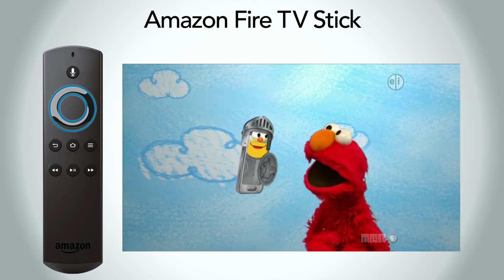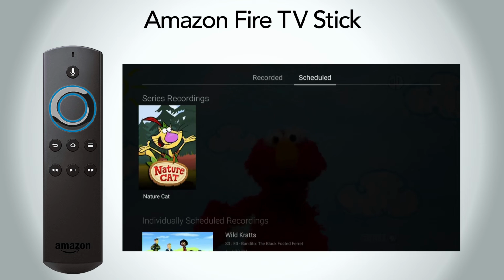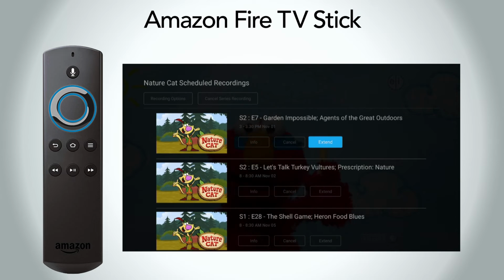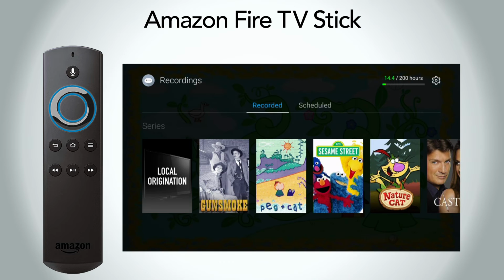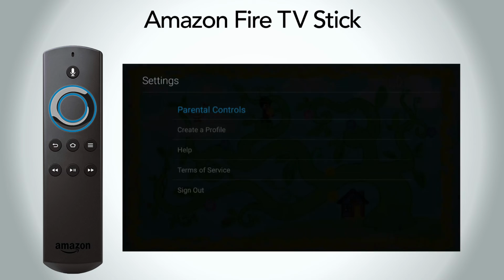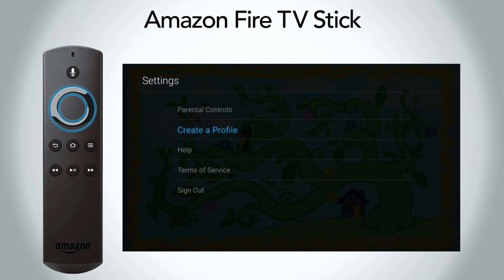To manage scheduled recordings, select a program and select the desired options. In the DVR menu, you may also view your DVR storage. Storage information will be in the upper right corner. Next to the DVR hours is the settings icon. Select it to view a variety of settings options.